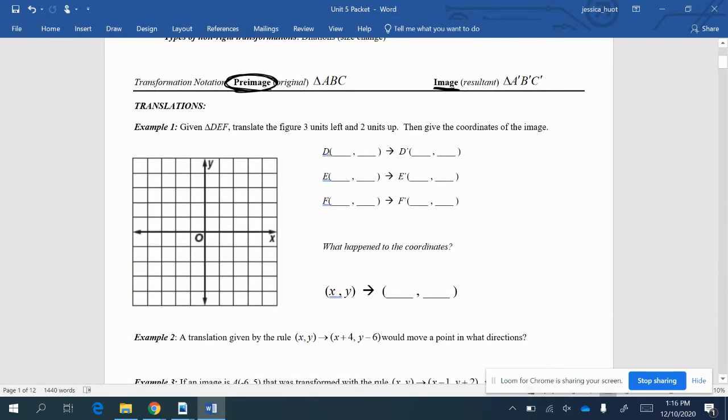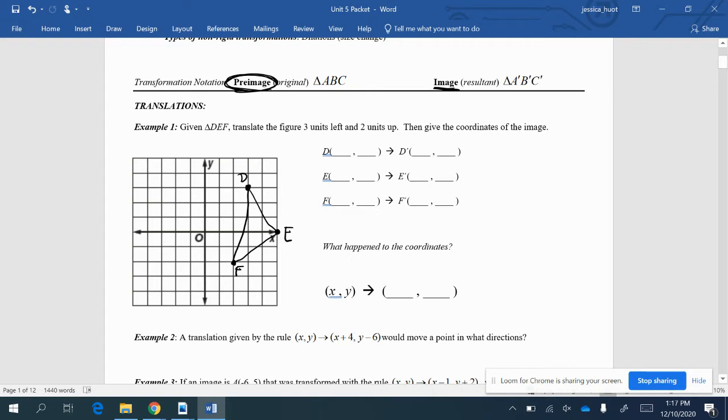In this first example, we are given triangle DEF, which I need to put on my paper. D, E, and F. So this is triangle DEF. Translate the figure 3 units left and 2 units up.